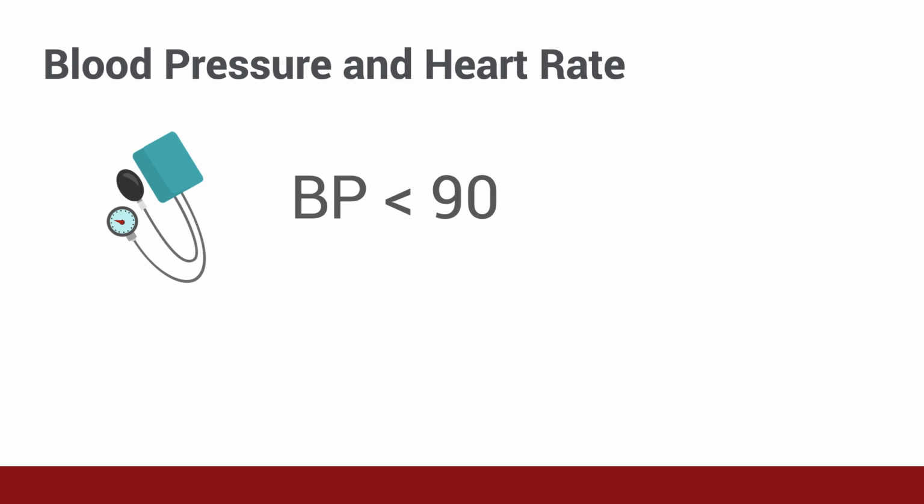Commonly, we think of patients with a blood pressure of less than 90 millimeters of mercury as being in shock. Hypotension is concerning for shock, but it is a late finding. When evaluating the cardiovascular system, using both the heart rate in addition to the blood pressure is more sensitive and better able to detect a patient who is in early shock.